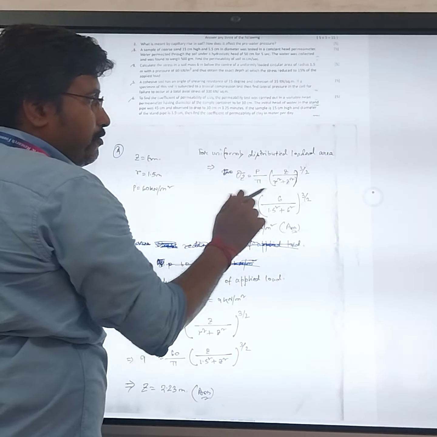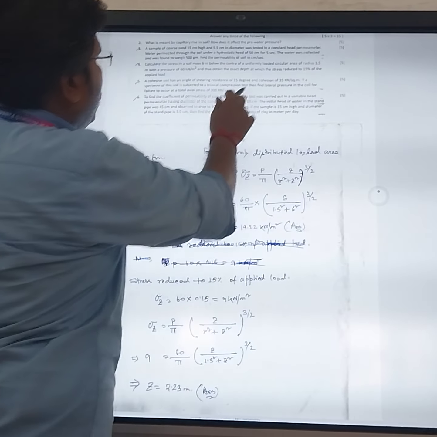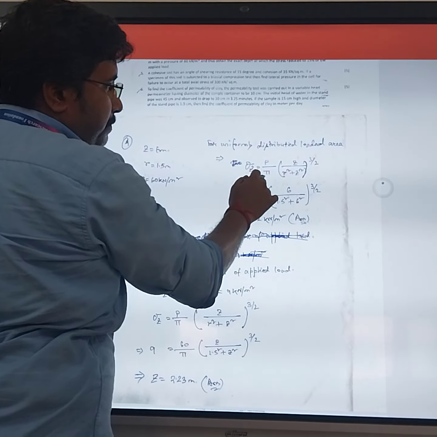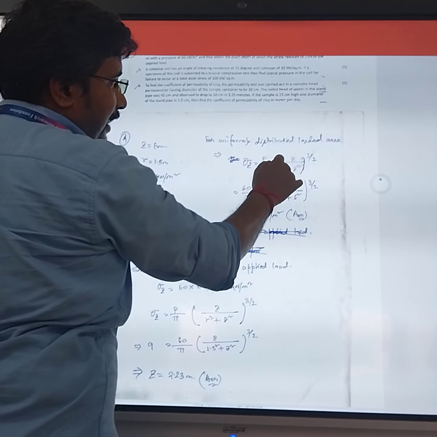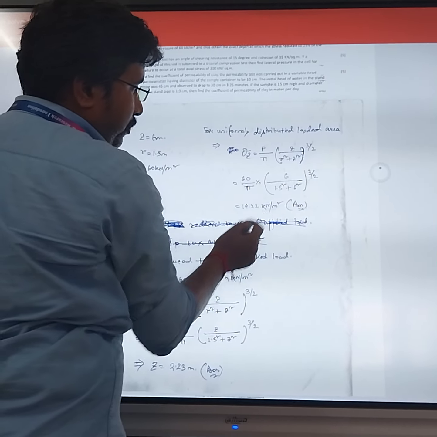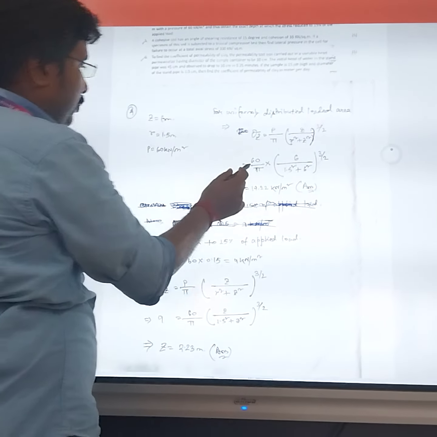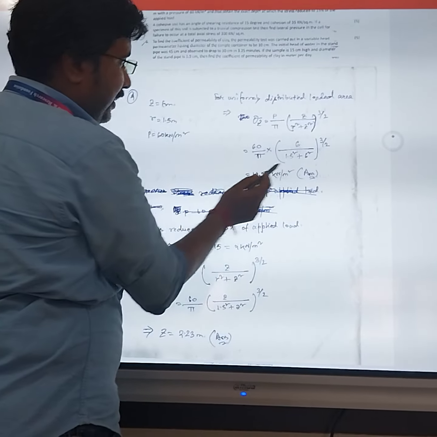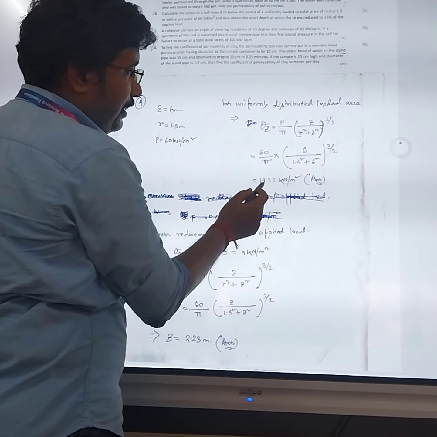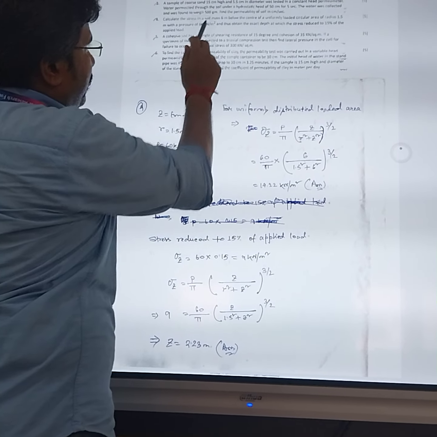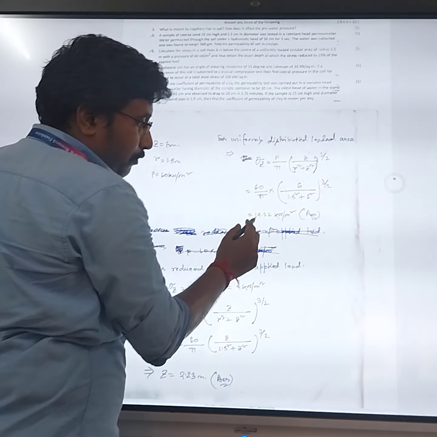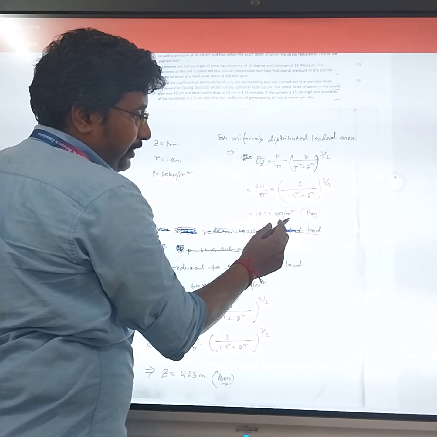For a uniformly distributed loaded area, the formula of stress will be sigma z equals P by pi into Z by (R square plus Z square) whole to the power 3 by 2. Putting the values P equals 60, Z equals 6, R equals 1.5 and again Z equals 6, we get the stress in the soil mass for uniformly distributed load as 14.22 kilonewton per meter square.